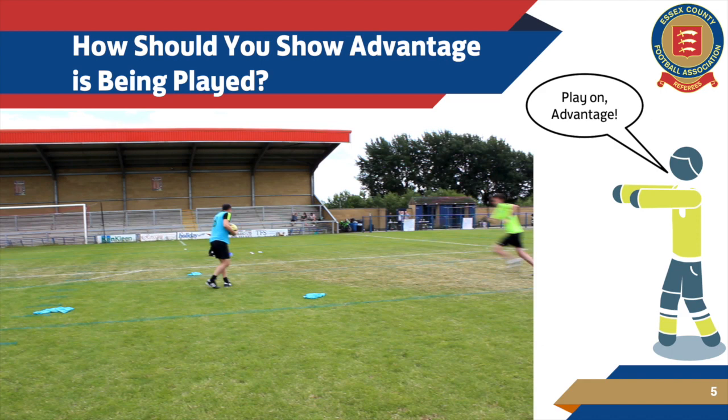So we've got a nice clip here with two examples of an advantage signal. But obviously, as you can see from the illustration on the right-hand side, both arms out nice and clear, not high enough to be directing airplane traffic, but clear enough for everyone to see, and it's shouting "play on advantage" or "advantage play on", whatever your preference is, but it must be "play on advantage" or "advantage play on". Can't be "keep going", "play on", anything like that. So have a little look at this video.